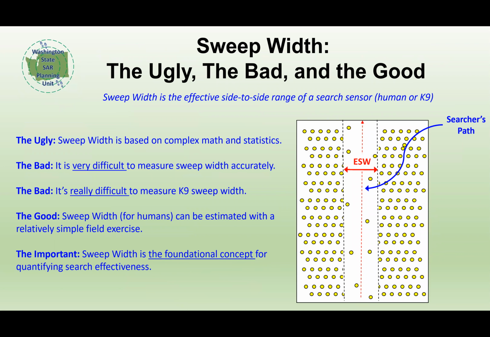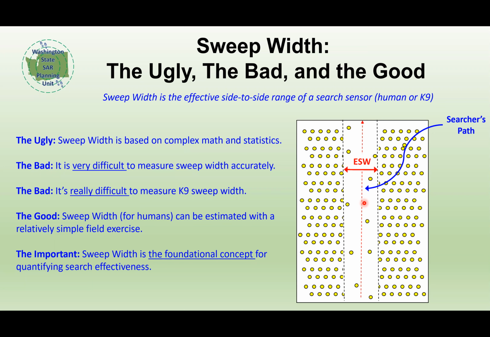All right. So now let's revisit sweep width, and we're probably going to do this in more detail than anyone will enjoy, but again, it's a foundational concept. And you'll also see it referred to sometimes as estimated sweep width. That's why we've got ESW here. So we saw in Module 1 that sweep width is a measure of the side-to-side detection width of a searcher. And that applies to humans or canines, or in fact, drones or UAVs for that matter.